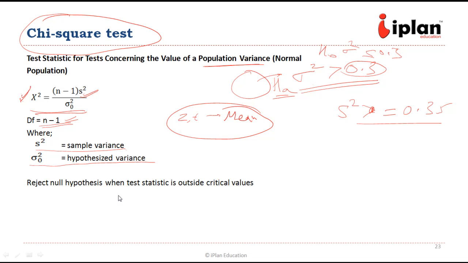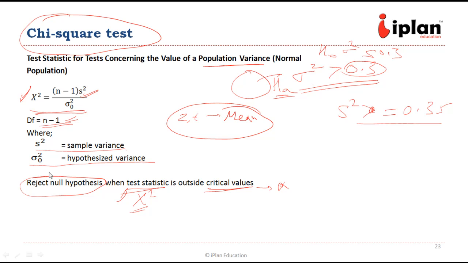Then we have a table where we look at the critical values of chi-square from our significance level alpha, and we compare with the chi-square test statistic. If the value of the test statistic is higher, as usual, we will reject the null hypothesis.